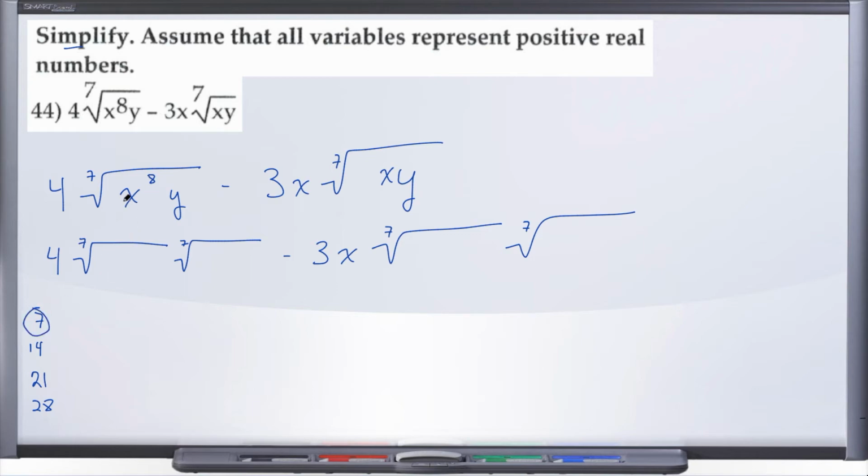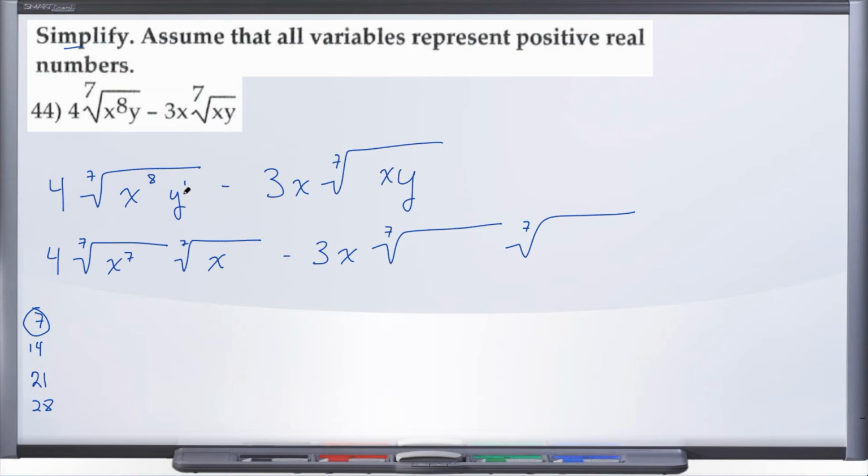Well, the next number down from 8 that's a multiple of 7 is 7 itself. And so when we break up this x to the 8th, x to the 7th will be good, a single x to the 1st will be bad, and 7 plus 1 gives us the 8. But we're not going to write the 1 here, right? All right, and now we are going to deal with our y. Well, this y is to the first power, right?